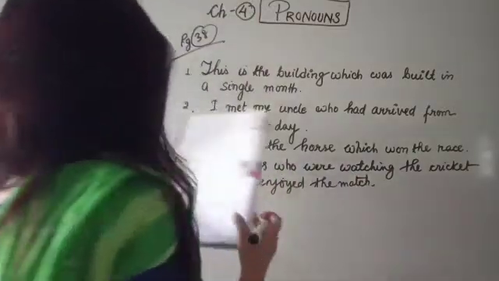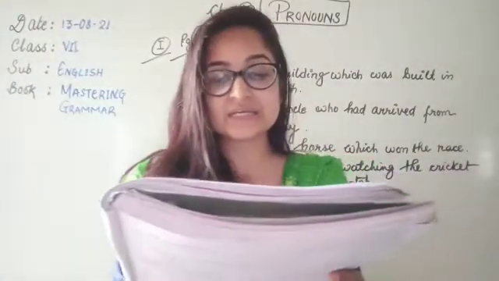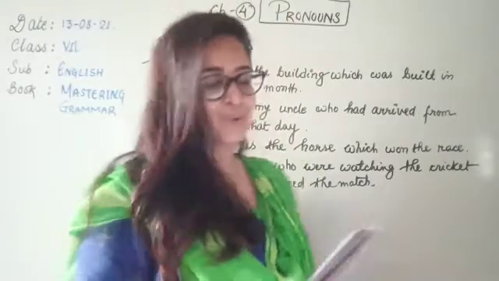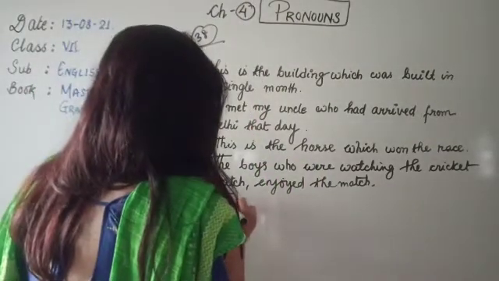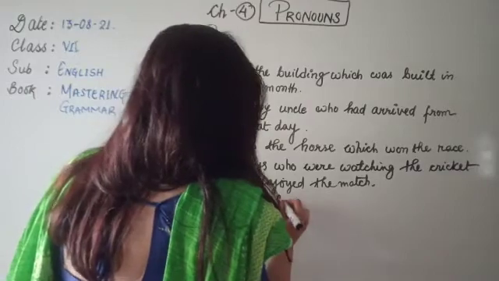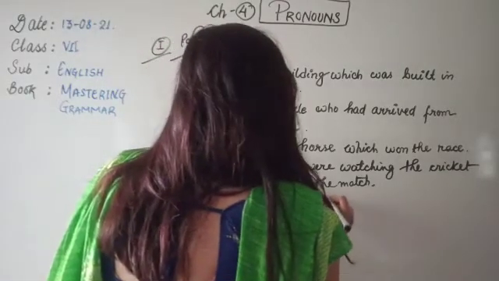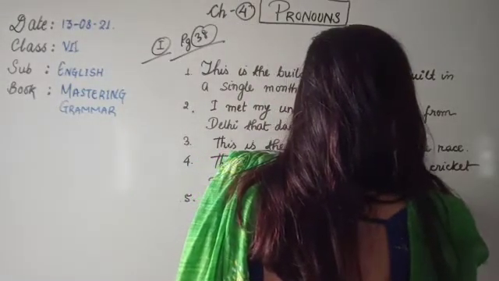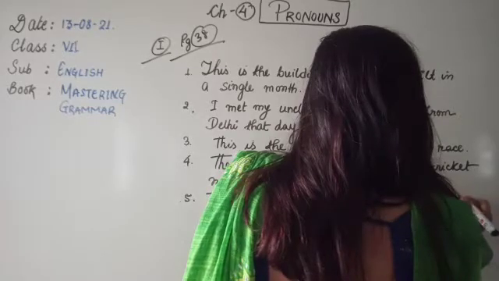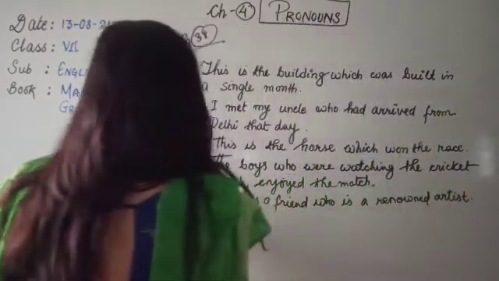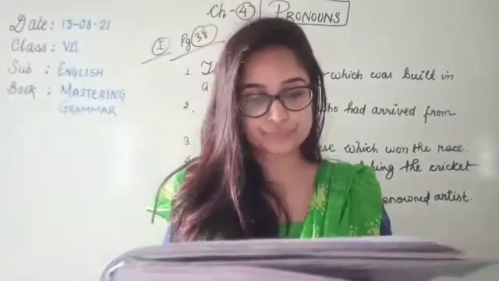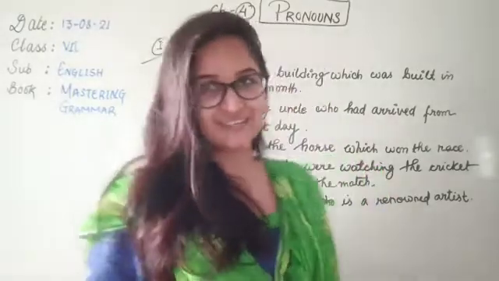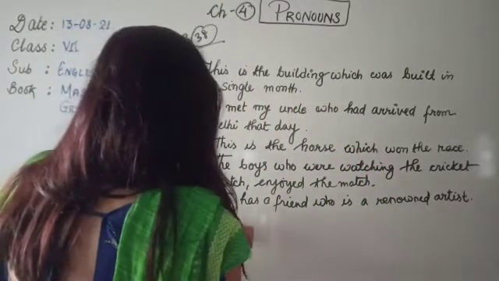Number 5. Jia has a friend. He is a renowned artist. Jia has a friend who is a renowned artist. Okay. Number 6. This is the cat, it killed the rat. This is the cat which killed the rat.